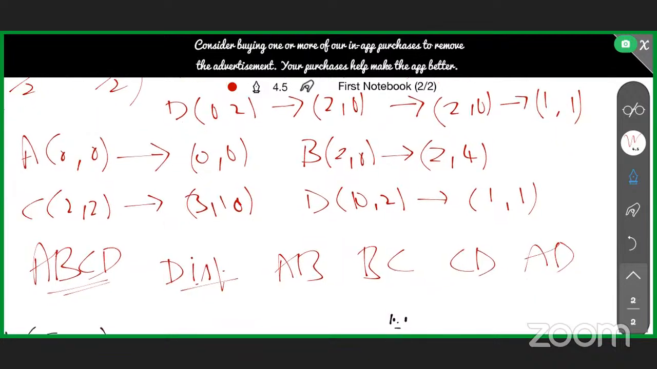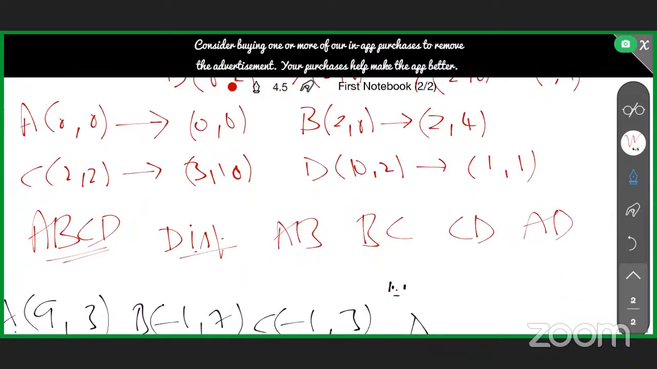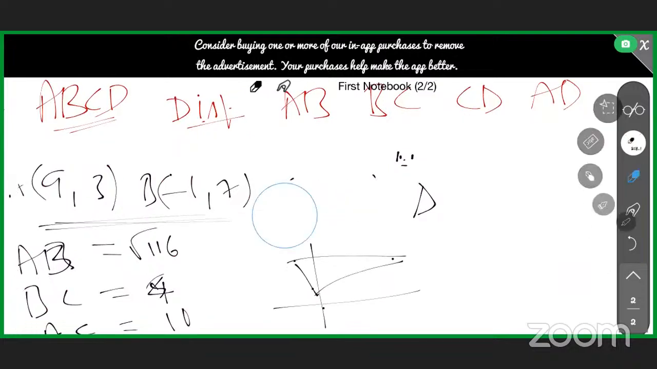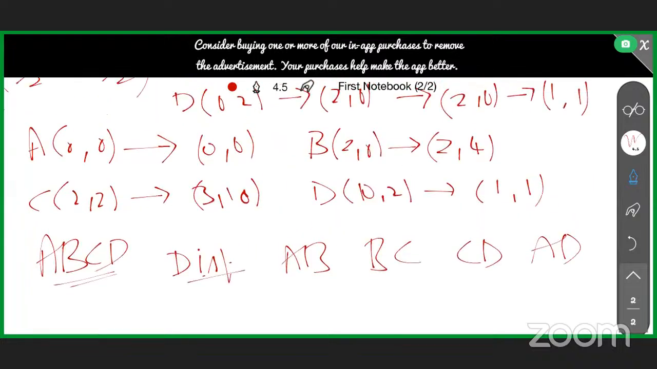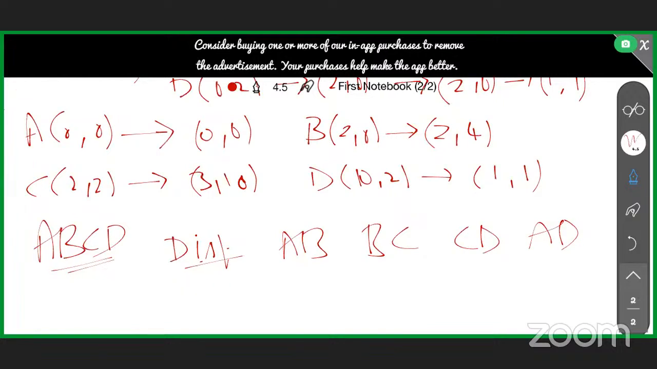If you're taking so much time, let me do it myself. Sometimes, if it takes more time, we can save time. So let me do AB itself: 2 minus 4 whole square, that is 2 square is 4, plus 16. 4 plus 16 is 20, root 20.